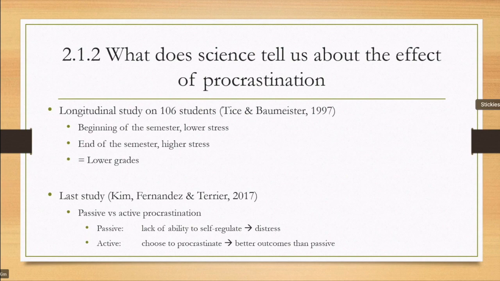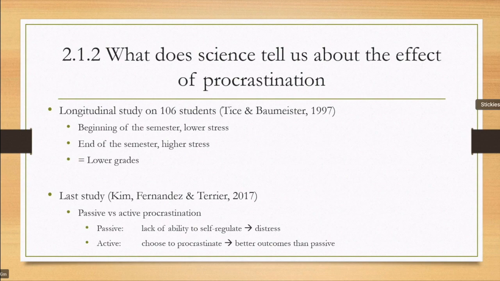But in the longitudinal study of Tice and Baumeister, people who procrastinate have low stress at the beginning of the semester and high stress towards the end of the semester, which we are obviously right in now, which equals lower grades if you procrastinate. However, there's also the study of Kim, Fernandez, and Terrier, which distinguishes between passive and active procrastination. Passive procrastination is a lack of ability to self-regulate. So you technically want to do it, but you're not doing it because you're procrastinating. That's unplanned or passive procrastination, which will then lead to distress, anxiety, etc. It's quite a negative experience, as I think we've all got to know at some point.